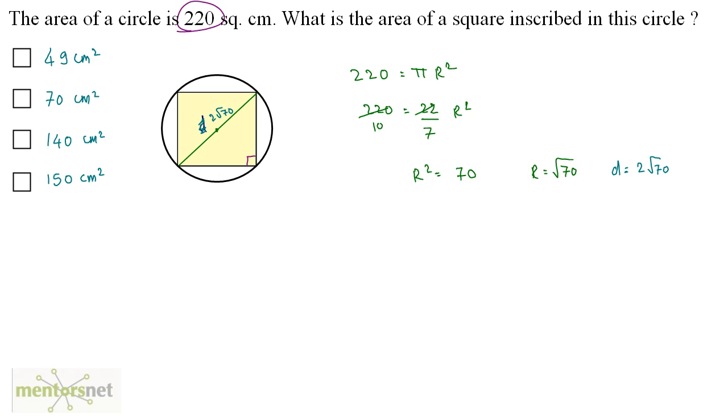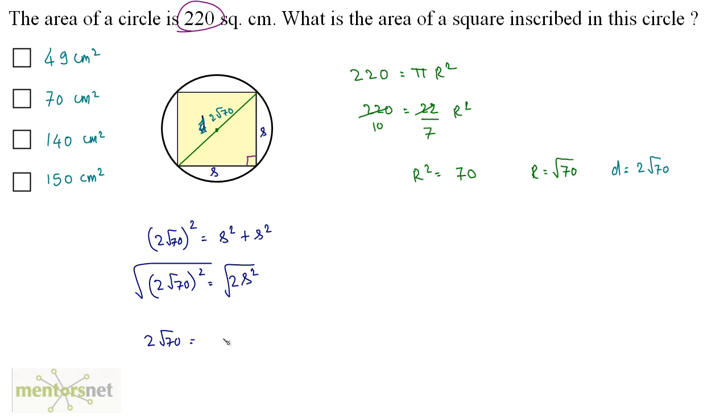Now as this is a right angle triangle, we can apply Pythagoras theorem. So 2 root 70 square is equal to, let the sides be s and s. So s square plus s square, that's 2s square. So we have 2 root 70 whole square is equal to twice of s square. Taking under root on both the sides, we get 2 root 70 is equal to s root 2. Okay, so therefore s is equal to 2 root 70 by root 2. Now we have the side of the square.